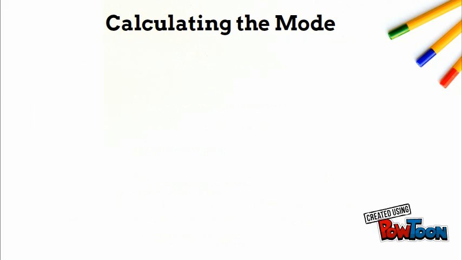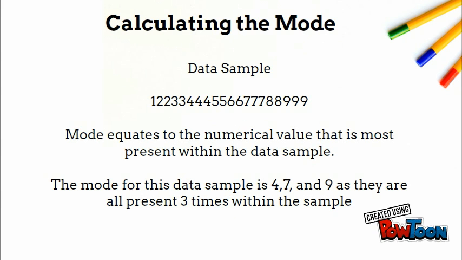To calculate the mode, we must look at the data sample and find out which numerical value is most present within the sample. As we can see from our data sample, the mode for this data is 4, 7, and 9, as they all are present 3 times within the sample.